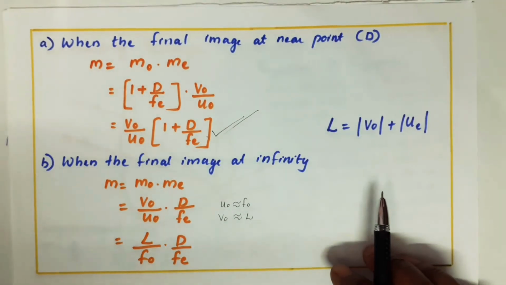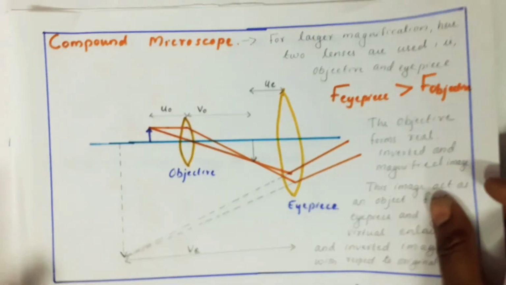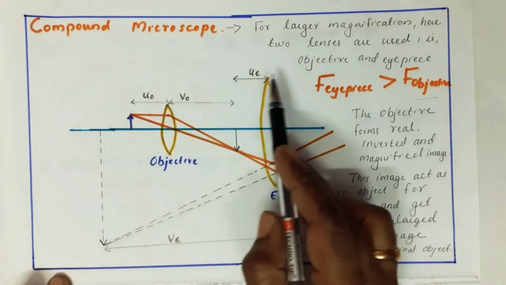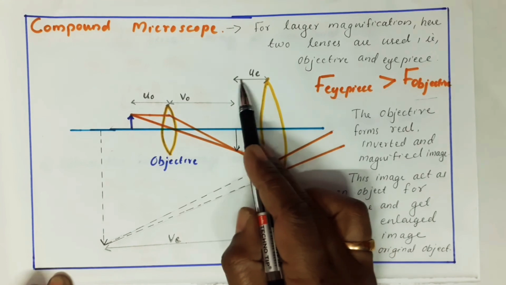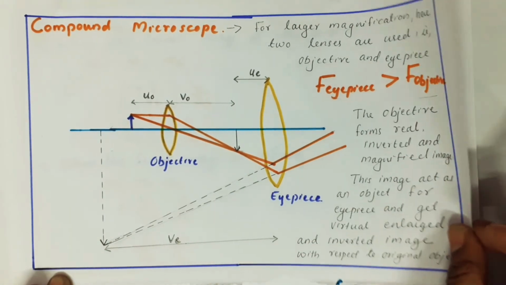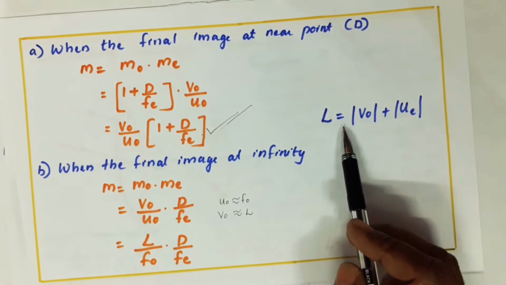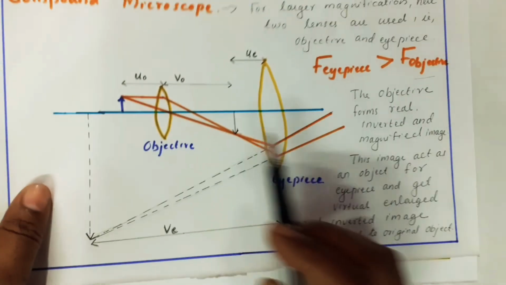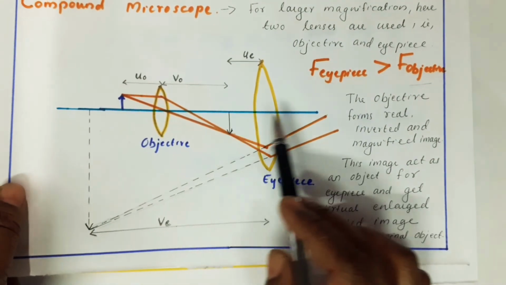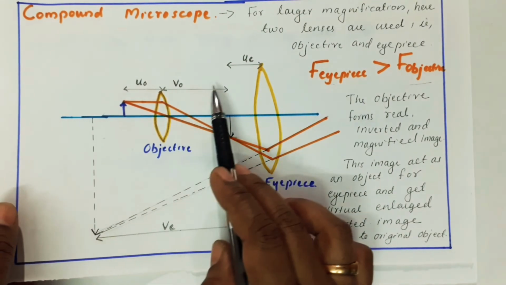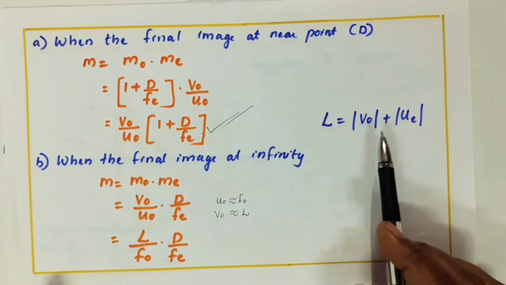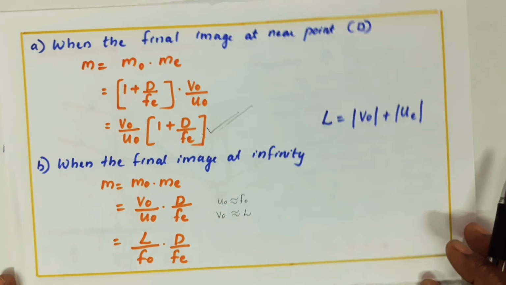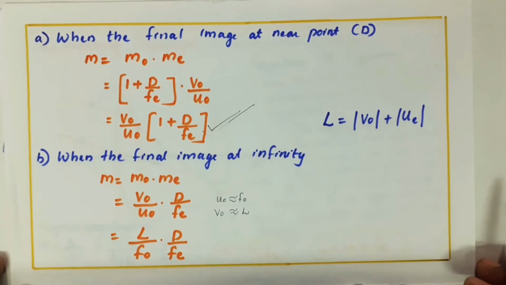Now here if you see the diagram, you will understand a very important thing. What is the distance from this lens to this lens? That is VO and UE. So that is called the tube length of a microscope. I have written it as L. L equals VO plus UE. See the diagram again. We need the distance between the lenses, that is VO plus UE. So we are writing L equals VO plus UE. This is called the tube length of a microscope.